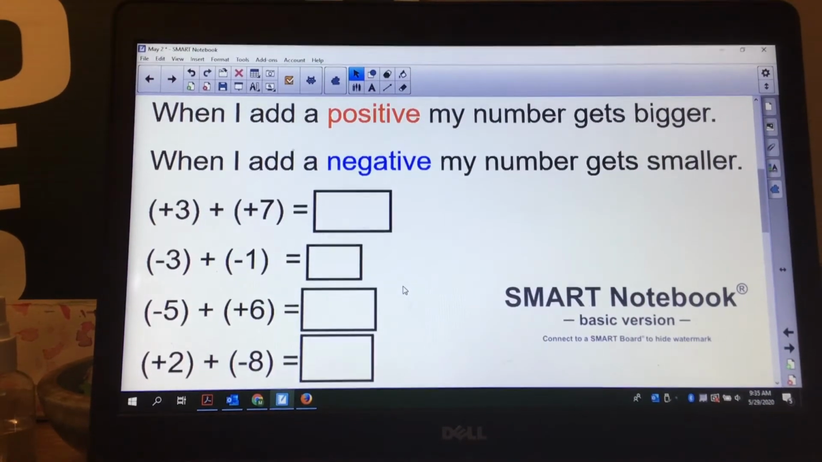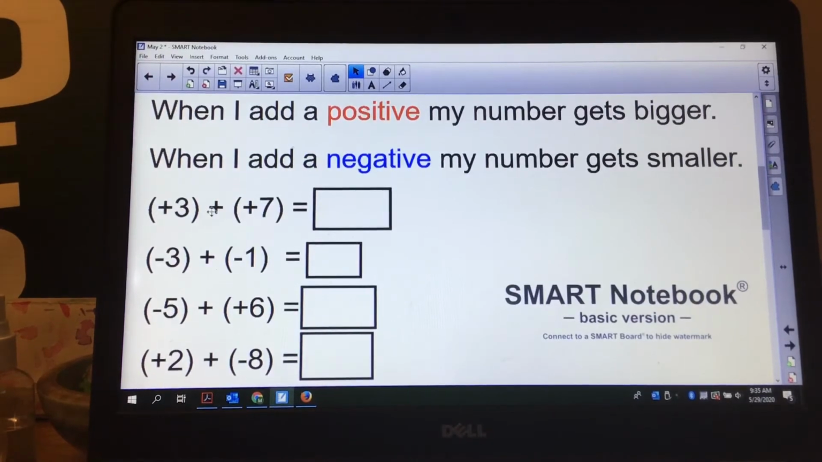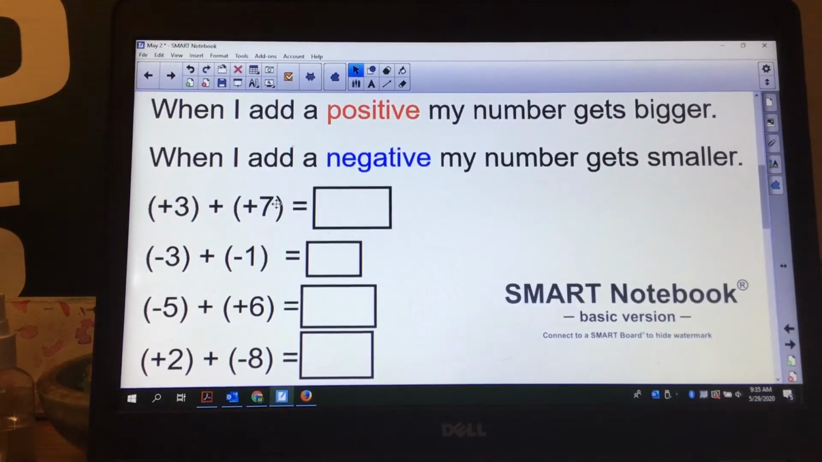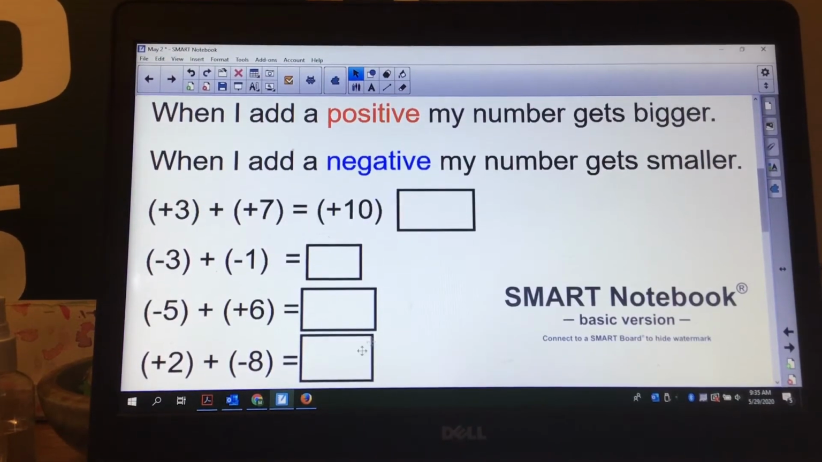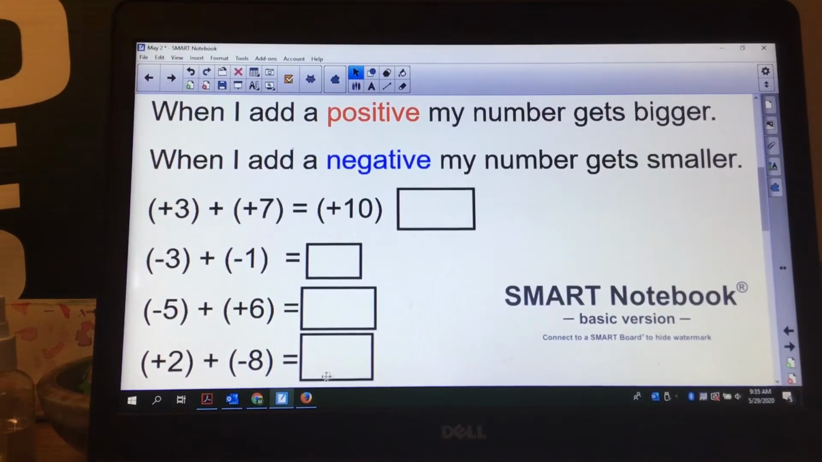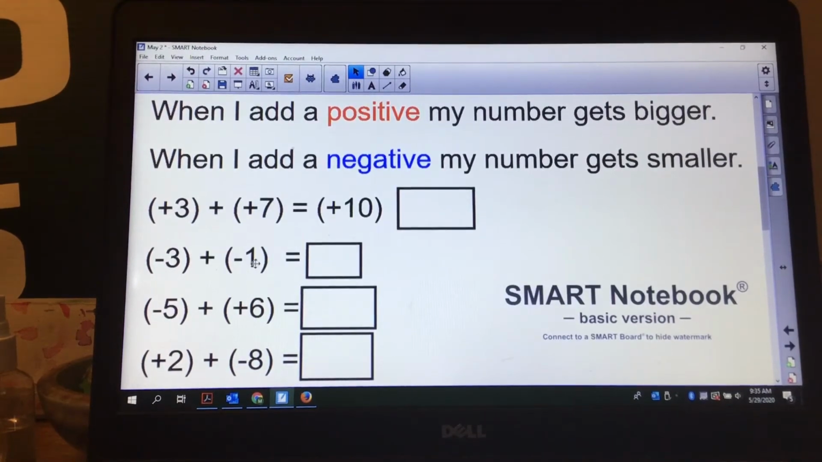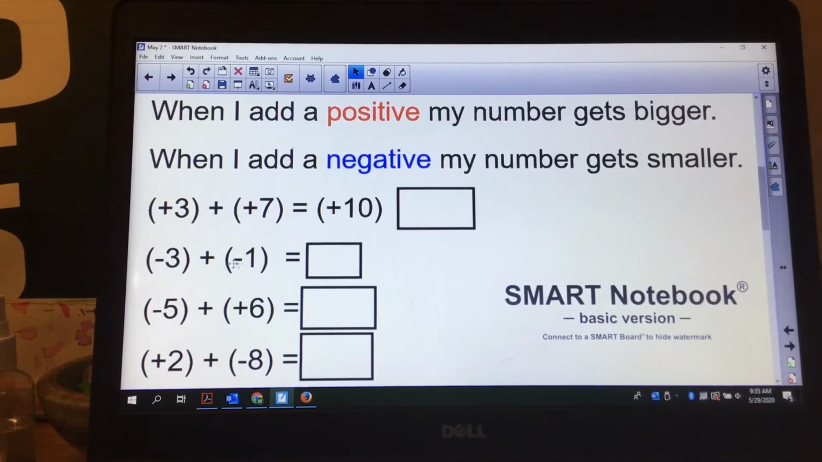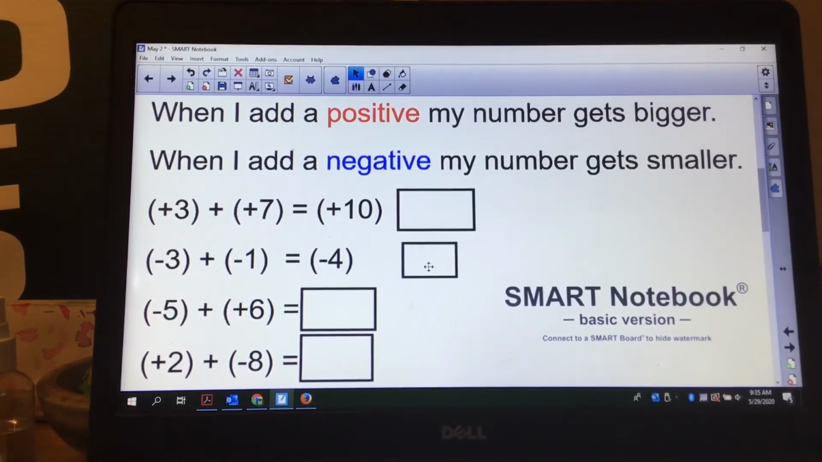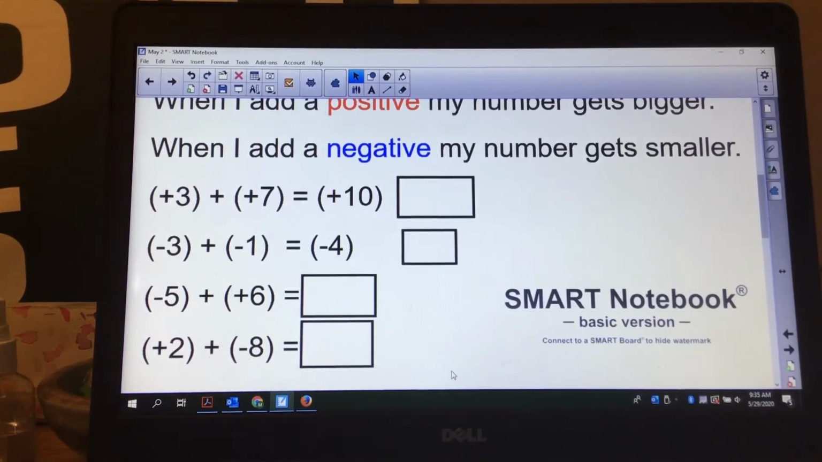Okay, so I'm adding a positive in the first one, so my number's going to get bigger, so positive 3 plus positive 7 gives me positive 10. In the second example, I'm adding a negative. My number's going to get smaller. I start at negative 3, it's going to go down by 1, I have negative 4.